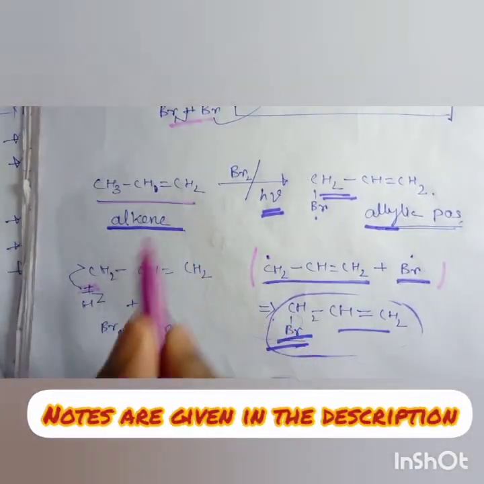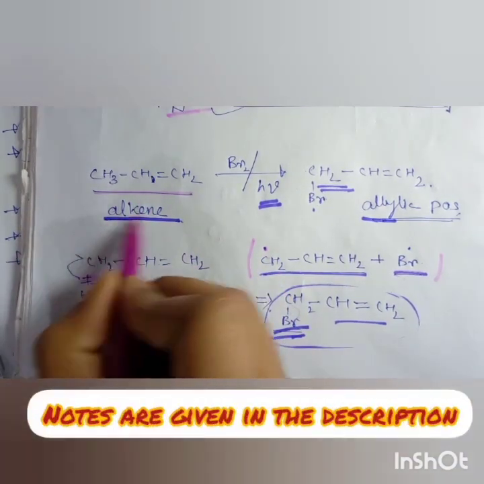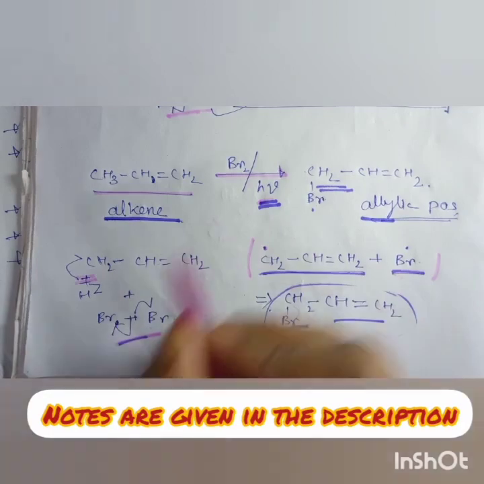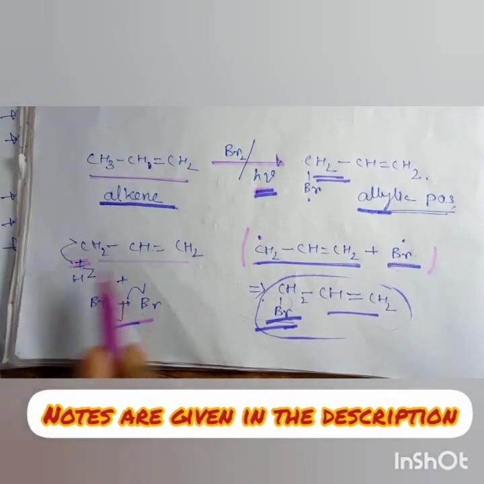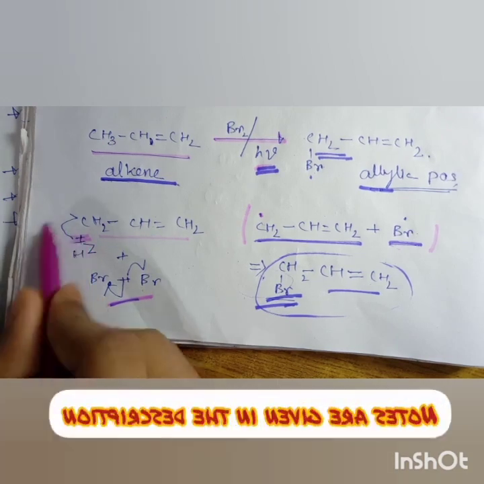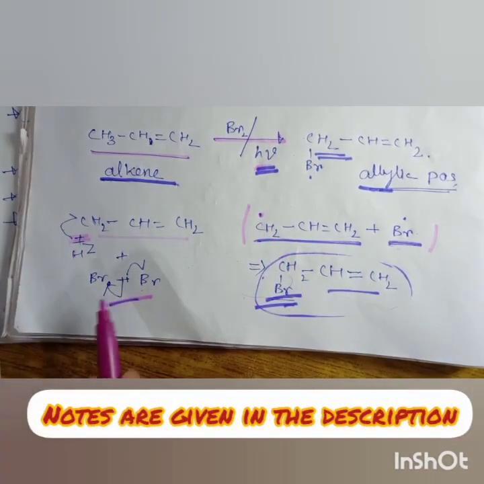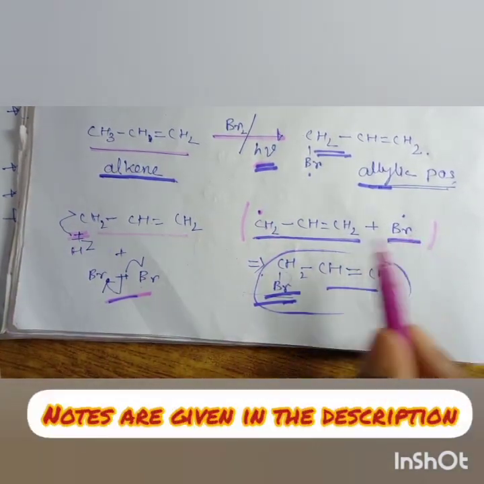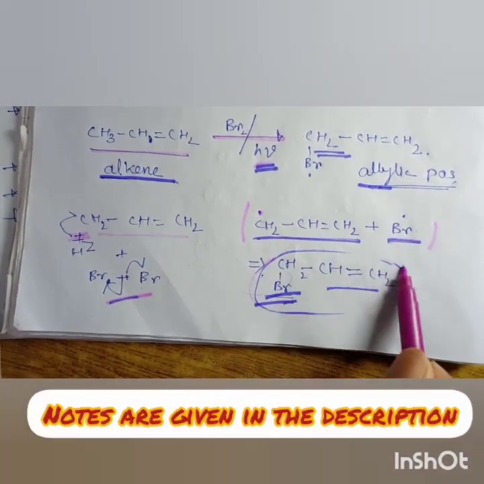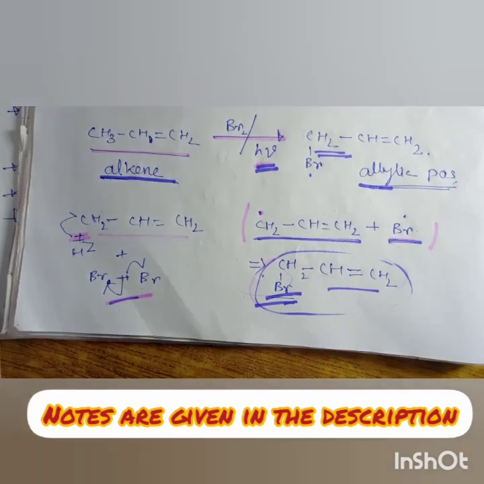Our second part of this reaction is a reaction of an alkene with Br2 in the presence of sunlight. Here the mechanism follows the same, and the CH2 hydrogen bond breaks into two parts forming a free radical, and the Br2 breaks into two similar parts forming a Br radical. These two combine and form CH2 Br CH double bond CH2.